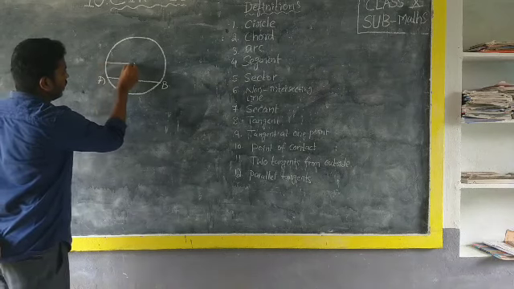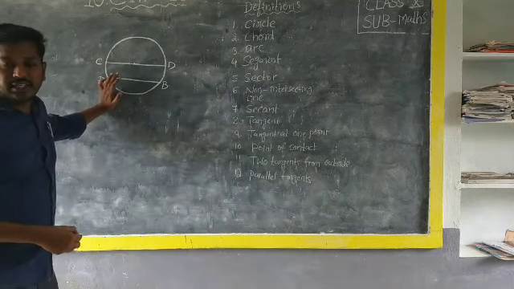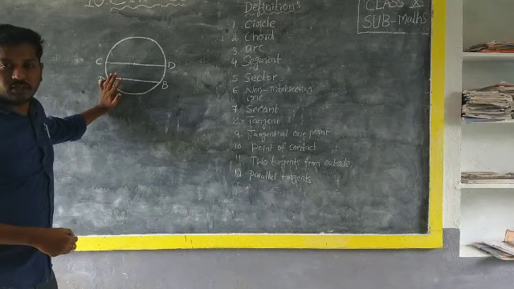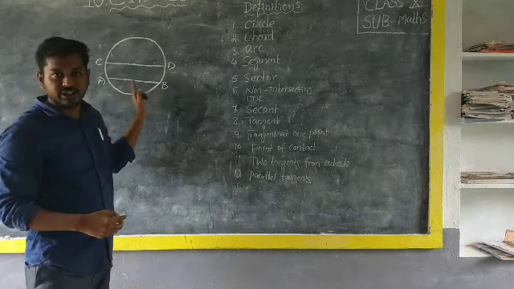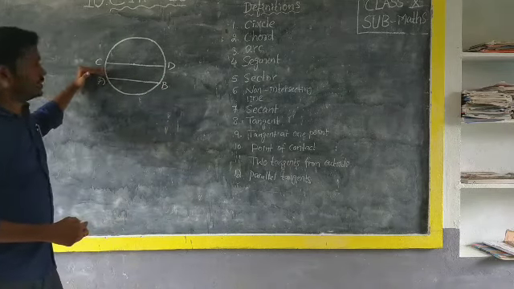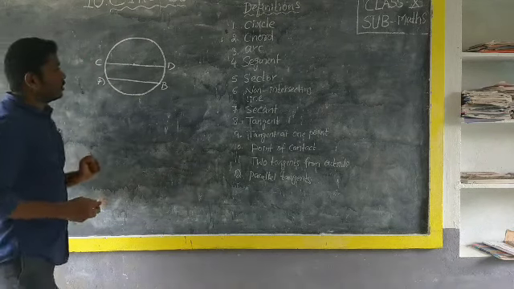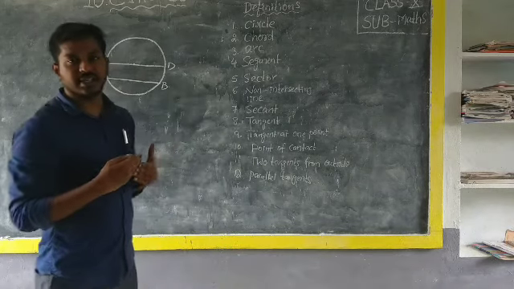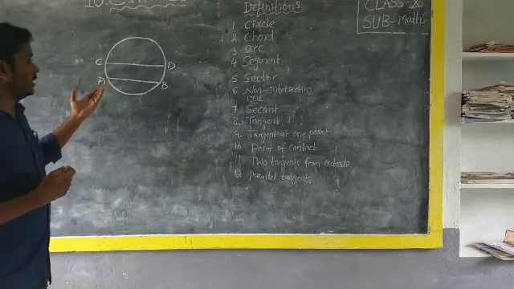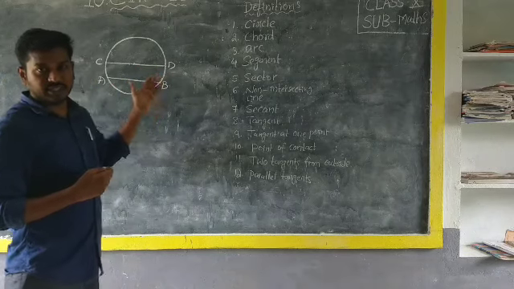Now you have to join another line, CD. Here CD is also a chord, but the chord CD is passing through the center. So the chord CD is called diameter. The largest chord in a circle is called diameter. Here CD is the largest or longest chord in a circle.